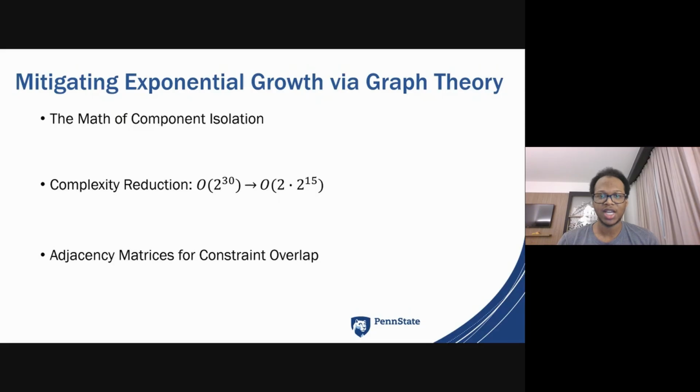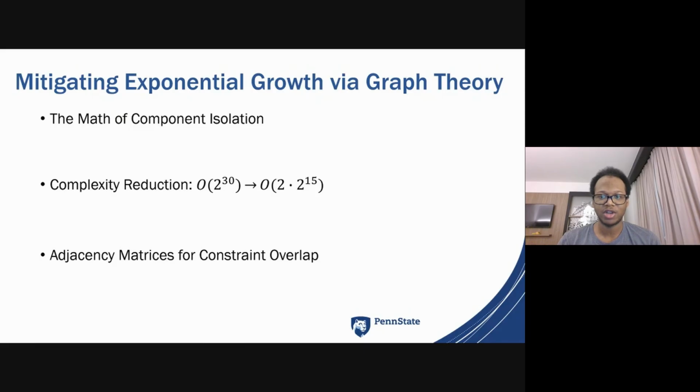I want to emphasize the strict mathematics of why this is necessary. If we have a connected fringe of 30 unknown cells, calculating the exact probability matrix requires 2 to the power of 30 operations, over 1 billion checks. However, if we map the overlapping constraint sentences as edges in an adjacency matrix, we can use a connected components algorithm to identify independent subgraphs.